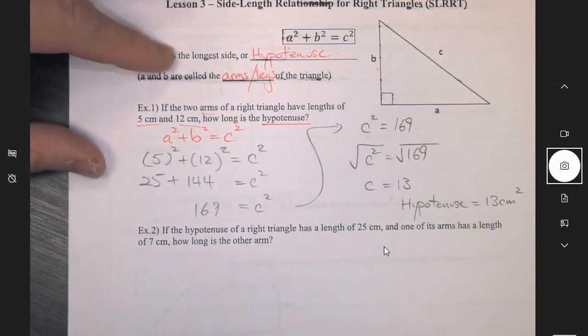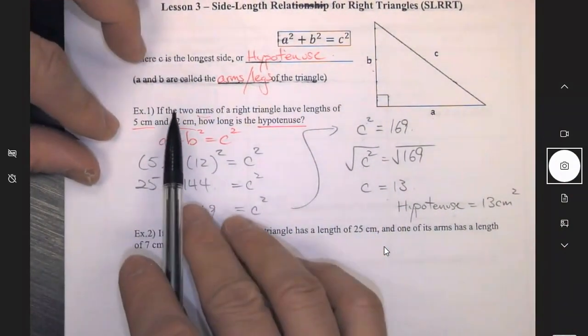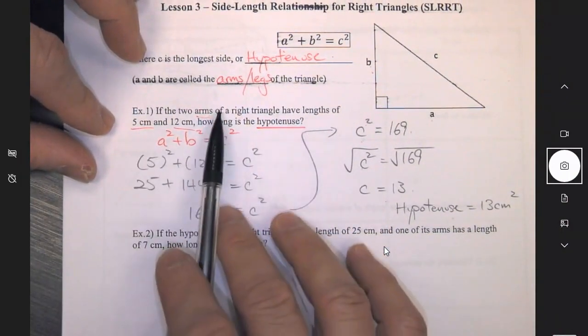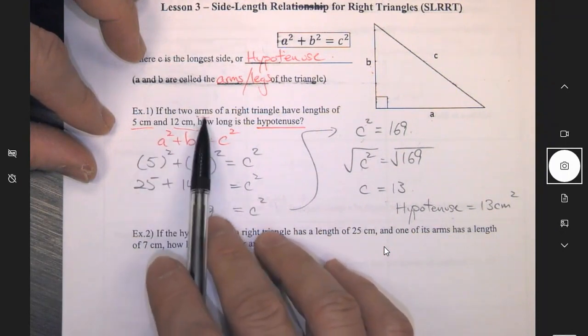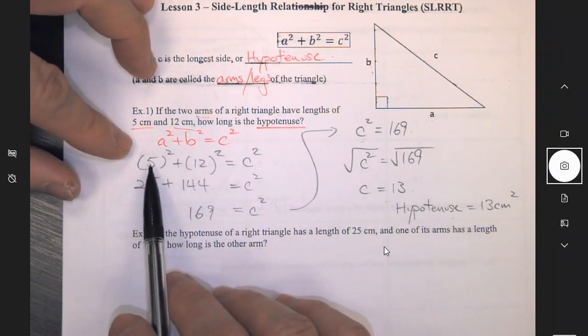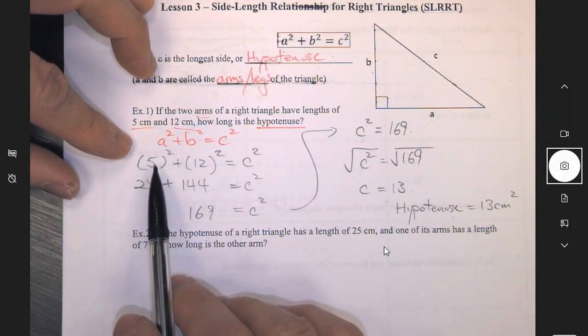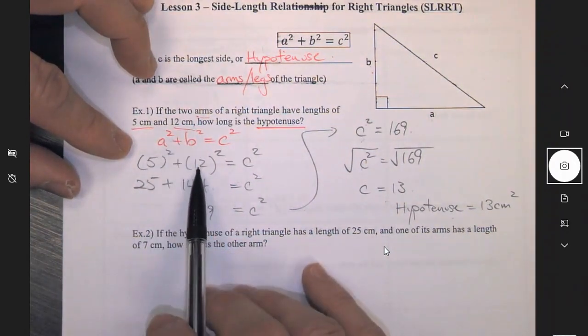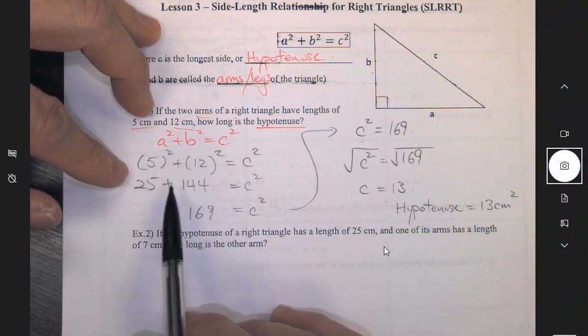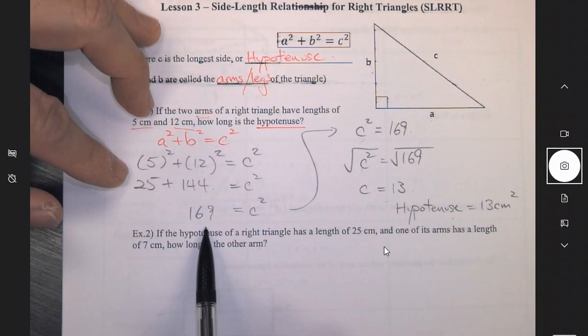Okay, so let me just do a quick recap. When I'm reading this question, I realize the two arms are 5 and 12. So I just make sure that 5, let's just say, becomes A and 12 becomes B. It doesn't matter the order. I plug in the values, I square both sides, and then add them up together.